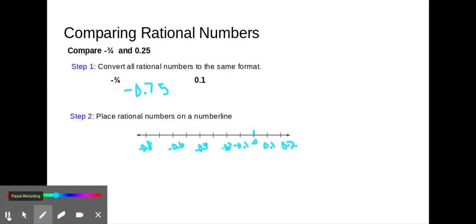Now, as you can see, it was really hard for me to fill these in. So I have put in negative 0.1, negative 0.2, and then I skipped negative 0.3, and here's negative 0.4. I skipped writing negative 0.5, negative 0.6, negative 0.7, and negative 0.8. So the next step is to simply mark my rational numbers on this number line. So the first one is negative 0.75. So I'm going to come over here. Here's negative 0.7. So negative 0.75 is going to be just a little bit closer to negative 0.8. So here is my negative 0.75.